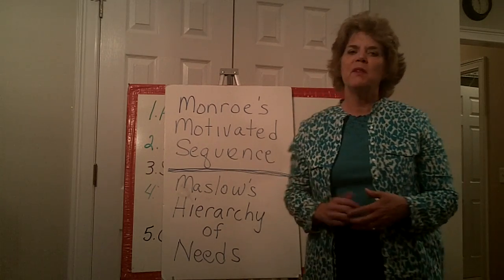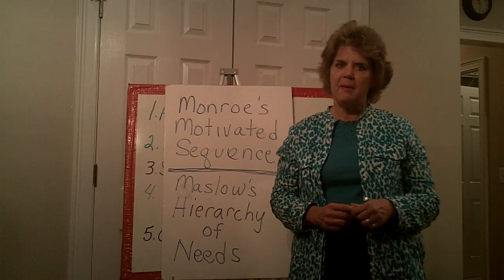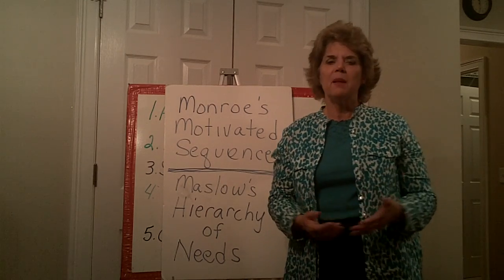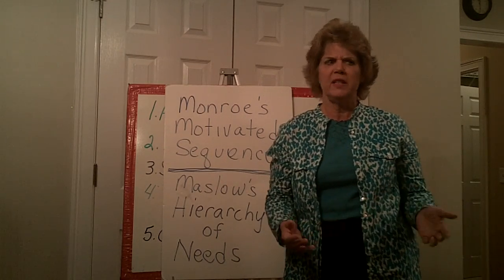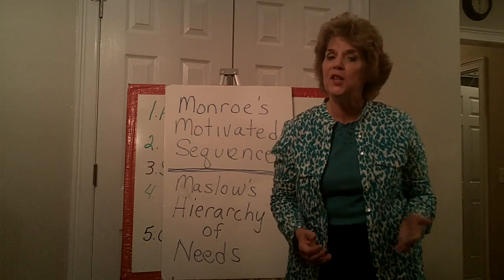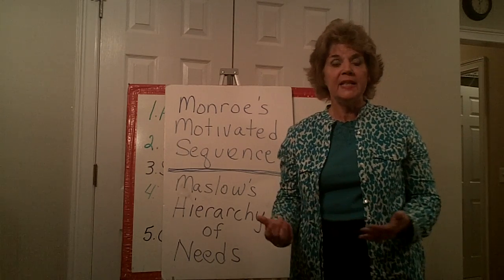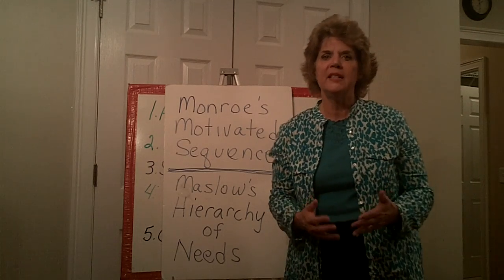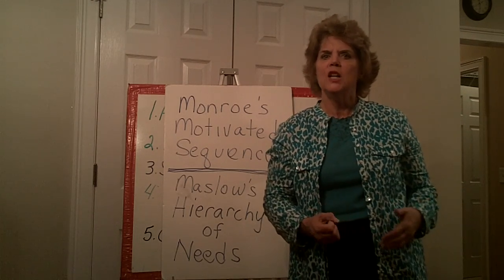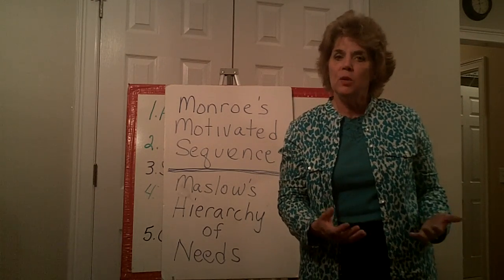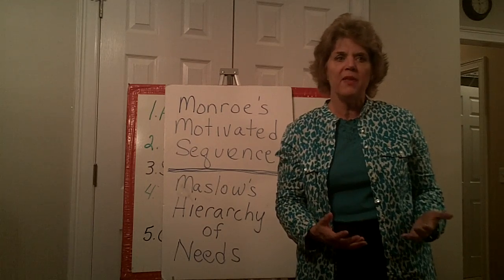This theory of Monroe's motivated sequence has been around a long time. Actually, Alan Monroe developed this theory in 1935. What does this mean? It means it's a good theory. It's been around a long time. It's been proven to work. And what he says is that this is a motivated sequence, a way to motivate somebody to persuade them to do what you want them to do or be what you want them to be.